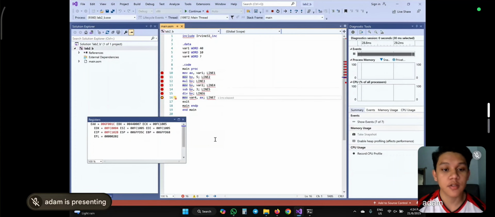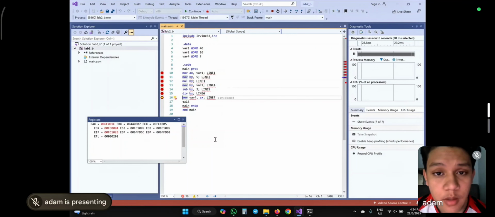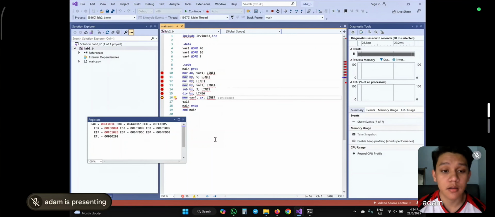Here in line 6 we are dividing by BX. So what does this mean? This means we are dividing the AX value, which is 200 decimal, by the previous value of BX, which is 7 decimal. Here we will not get an even number because there is a remainder and also a quotient. The quotient will go to the AX register, and the remainder will go to the DX register.